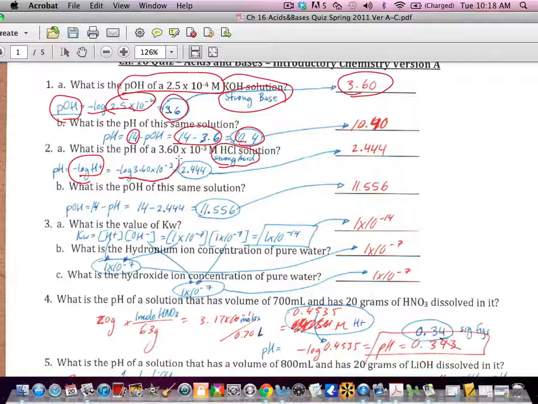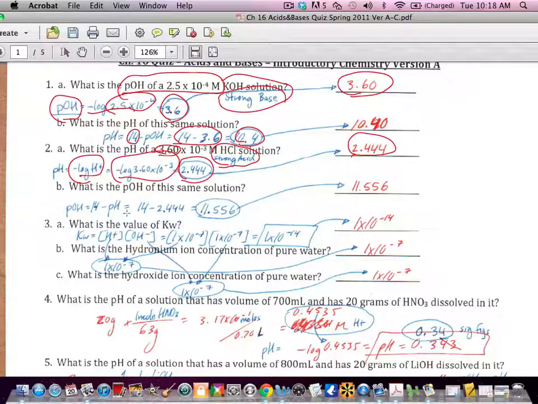The negative log of 3.6 times 10 to the minus 3 is 2.444. Now I have 3 sig figs here, and I have 4 sig figs in my answer. That's okay. When you're working with pH, you add another sig fig. You report your answer to one more decimal place. It's because you're working with a logarithmic scale. Everything else follows regular sig fig rules, except for pH.